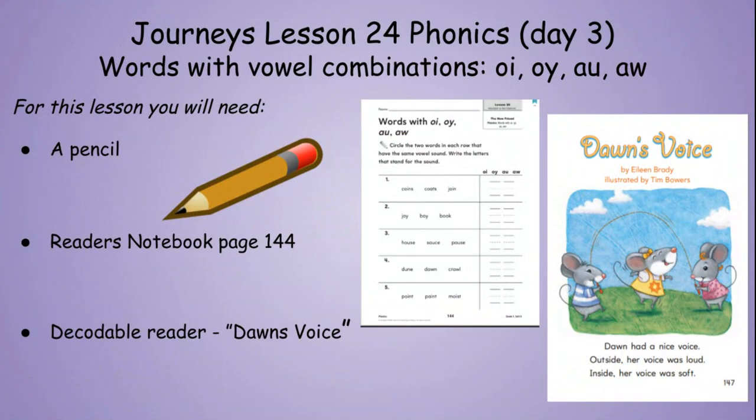Today we're going to work on our Journeys Lesson 24 phonics. These are words with vowel combinations OI, OY, AU, and AW. You're going to need a pencil, your reader's notebook, page 144, and the decodable reader, which is attached as a PDF, Dawn's Voice.